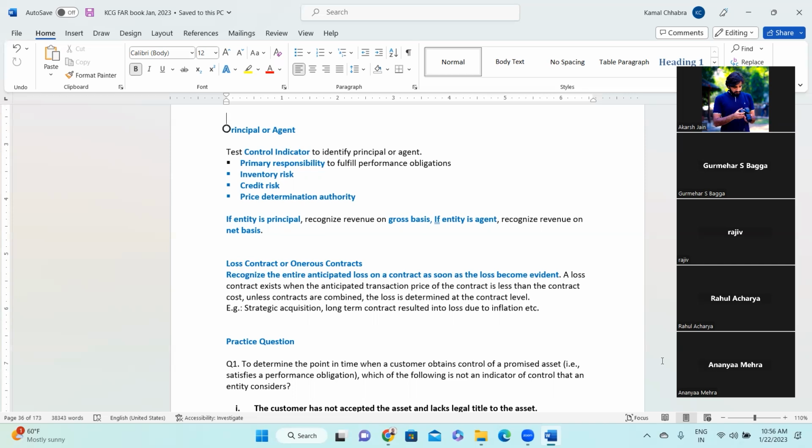Any idea? Why on earth as a CPA do I need to identify whether the person is a principal or agent?